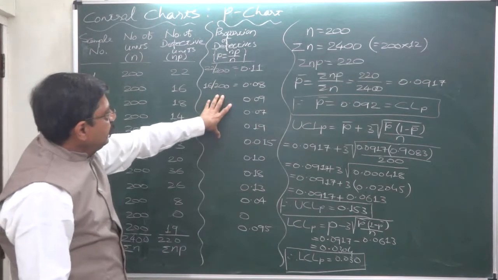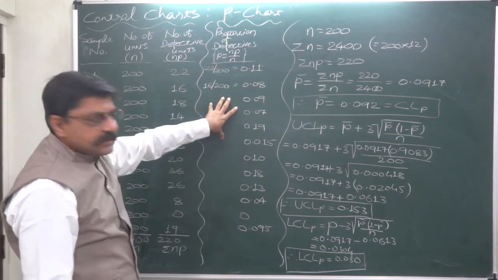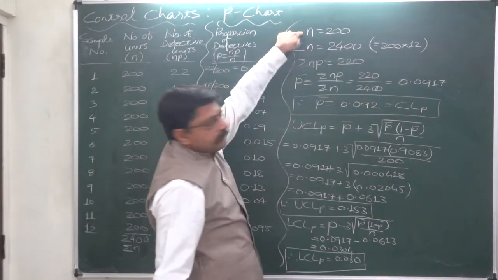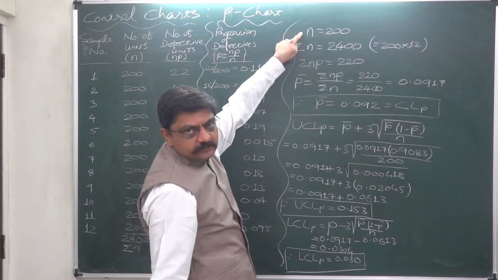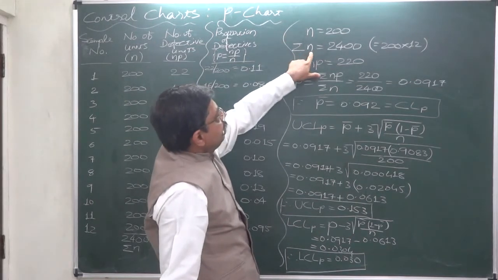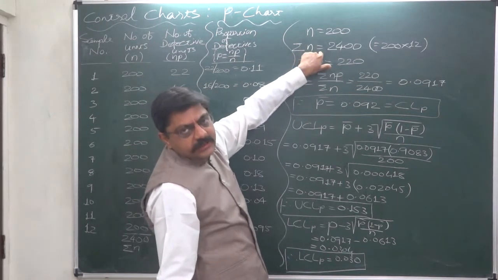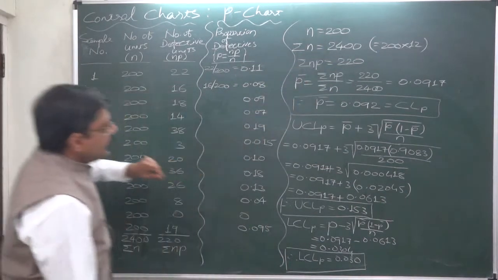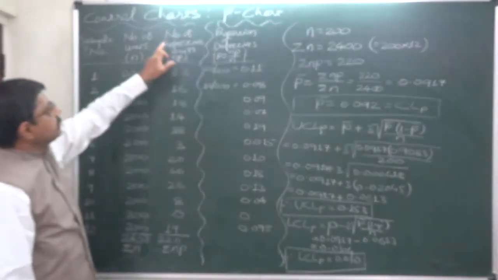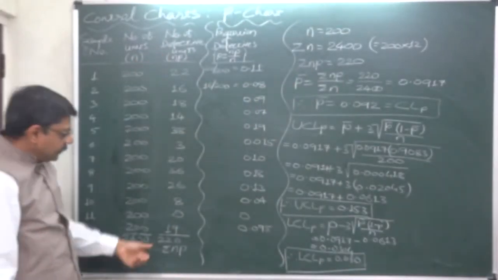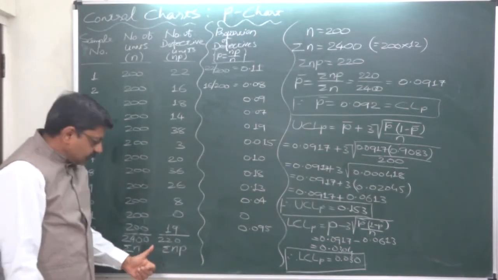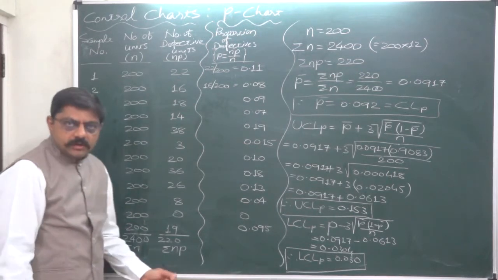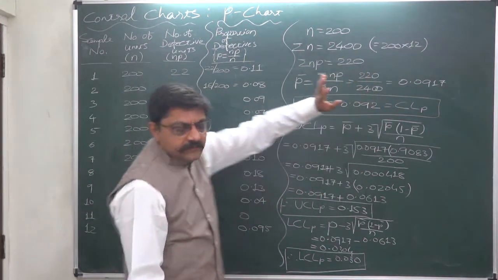Yes, after preparing the column of P, proportion of defectives, first write the common sample size, then the summation of the sample size of all the samples, that is nothing but common sample size into number of samples. Then find out the summation of NP, that is the number of defective units in each and every sample, summation of that. Please be careful, no summation should be wrong, otherwise everything will be wrong after that.